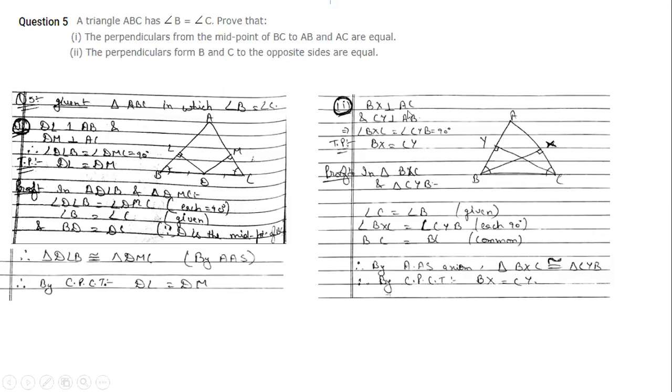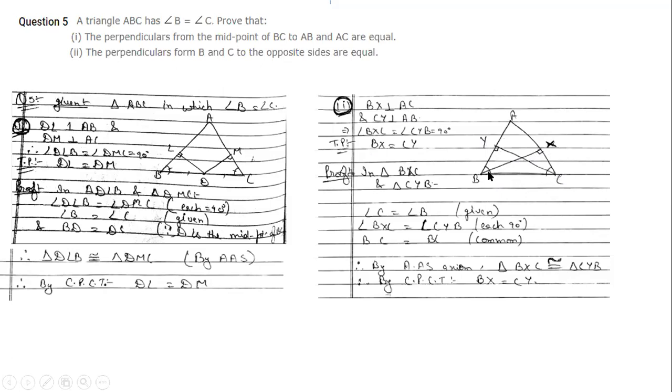Again, write BX is perpendicular to AC, CY is perpendicular. Therefore, these two angles are of 90 degree measure. We have to prove BX is equal to CY. In the proof, take triangle BXC and CYB.